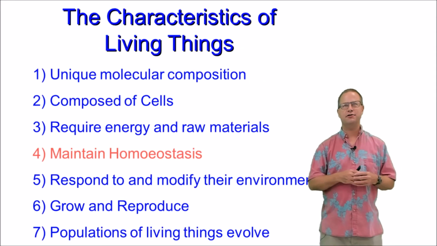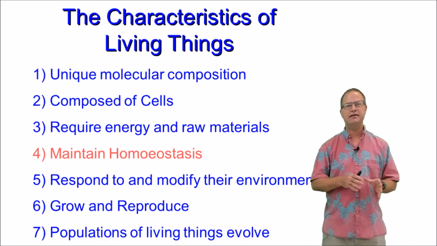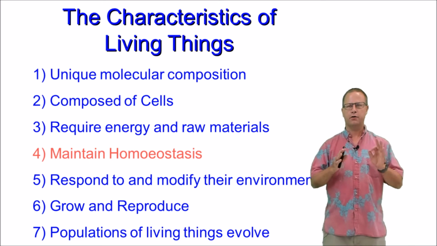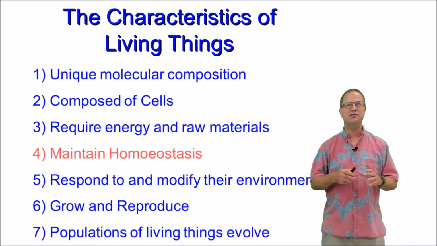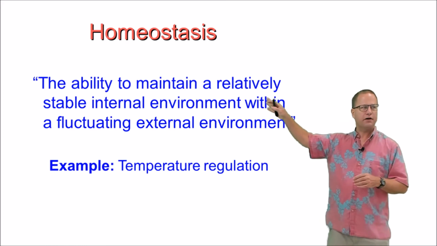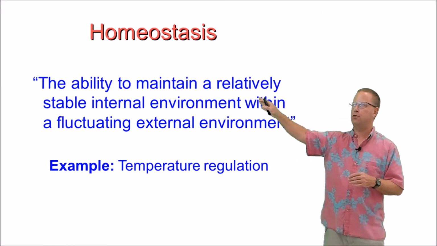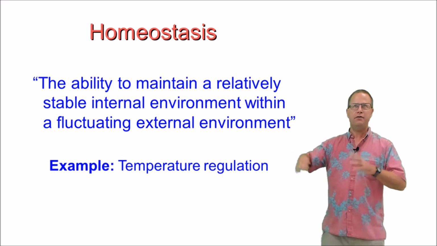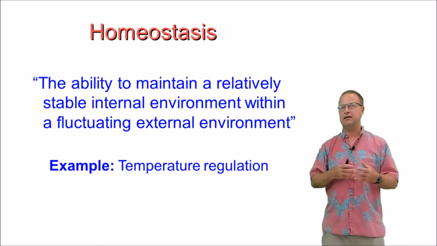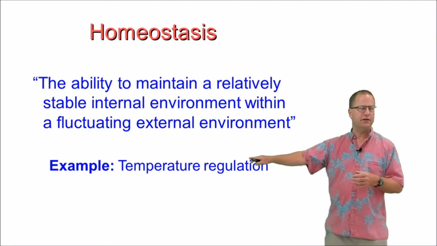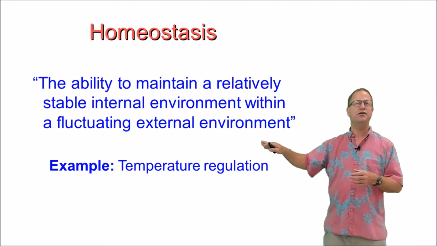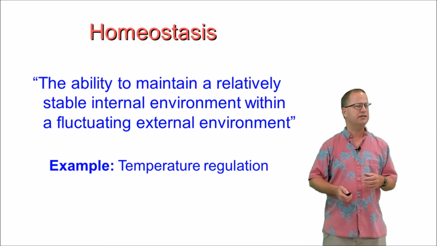Okay, our next characteristic of living organisms is the ability to maintain homeostasis. And homeostasis is extremely important for your health. If you're not able to maintain homeostasis, you're dead. So, homeostasis here is the ability of an organism to maintain a relatively stable internal environment, even though the external environment might be fluctuating a lot. An example we talk about a lot in class is temperature regulation. And the way that your body regulates temperature is much like your house air conditioner regulates temperature.